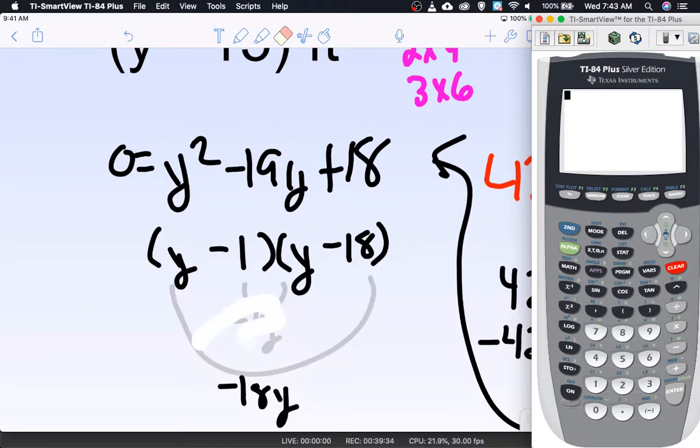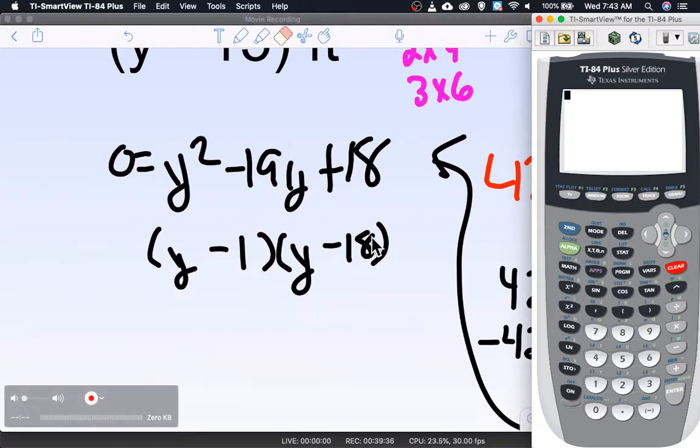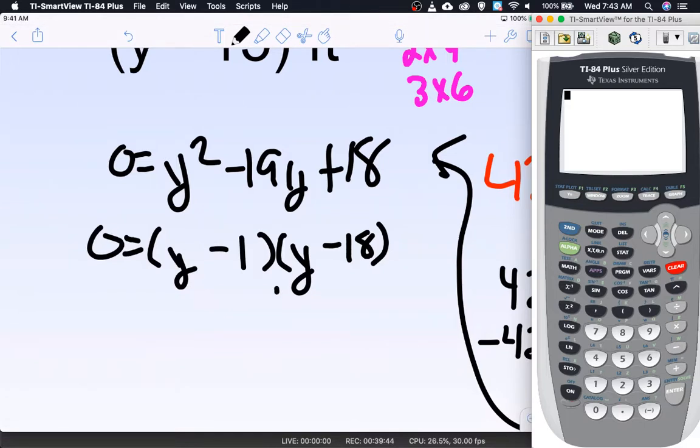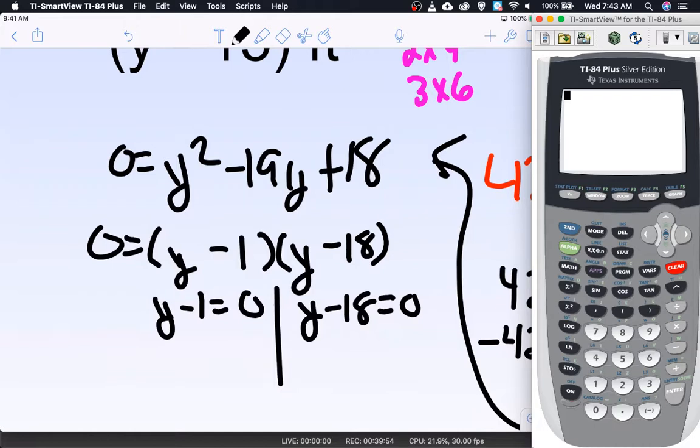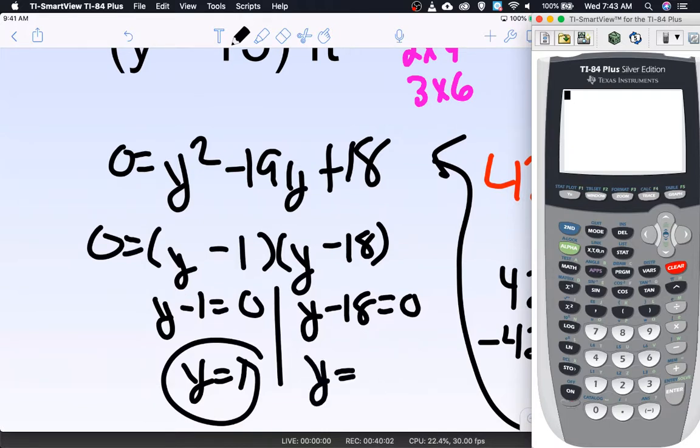And everything here does work out. Negative 1 times negative 18 is a positive 18. My middle terms work, my first terms work, so now we're ready to divide and conquer. We're ready to use that zero product property. So either y minus 1 equals 0 or y minus 18 equals 0. And you solve both. On the left-hand side, when you add 1, y could equal 1. On the right-hand side, when you add 18, y could equal 18.